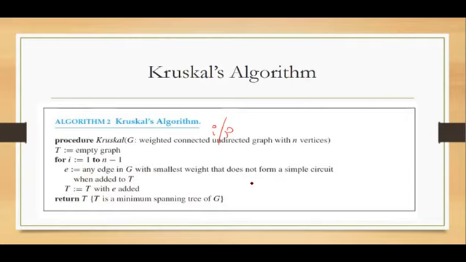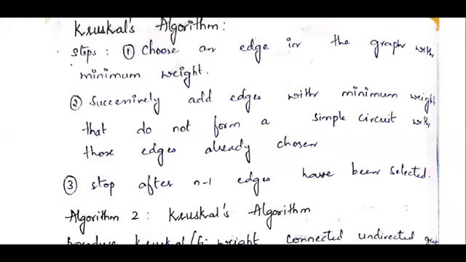So this will be your Kruskal's algorithm and Prim's algorithm. And with respect to that, let me show you the steps. I'll share these notes with you, but for now, just look at the steps of Kruskal's algorithm. Choose an edge in the graph with minimum weight. Successively add edges with minimum weight that do not form a simple circuit with those edges already chosen. Stop after n minus 1 edges have been selected.